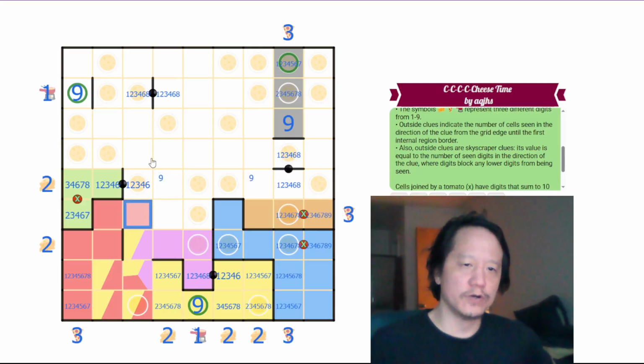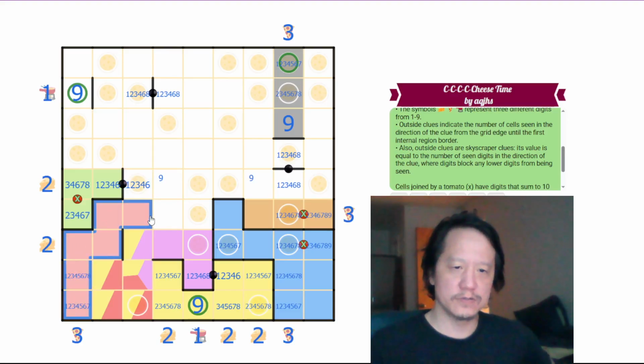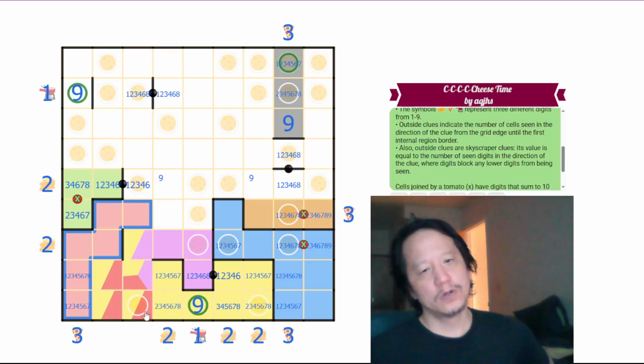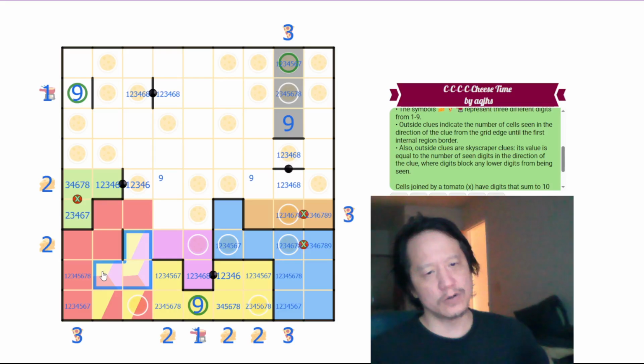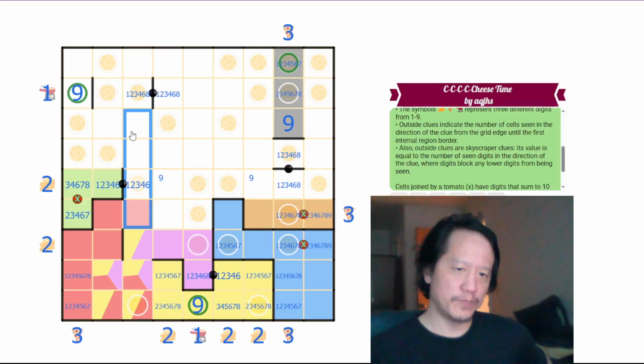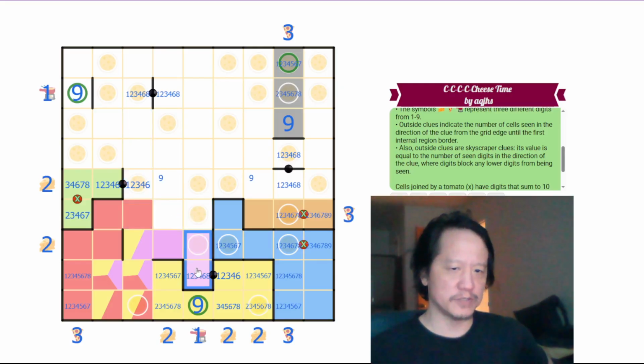Red could go to here. We have 1, 2, 3, 4, 5, 6. Red can only go 2 more. Well, no, pink could go here. So red could go 3 more. Pink could go here. So 3 more could go that way. Cannot cut off pink because this is a separate region. Can't be red going this way.